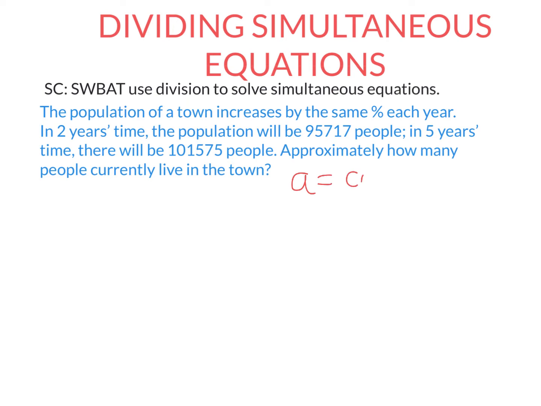So I'm going to let A be the current population of the town. R, the other thing I don't know, is the rate of increase. We need to know, is it going up by 2% each year? Is the population increasing by 10% each year? Whatever. So we're going to form two equations.